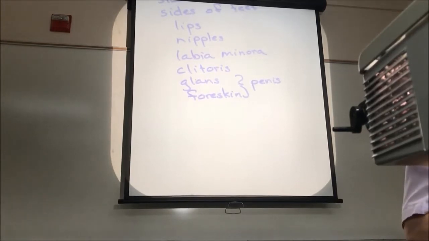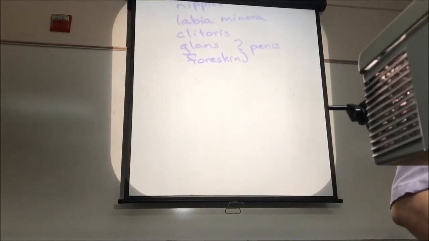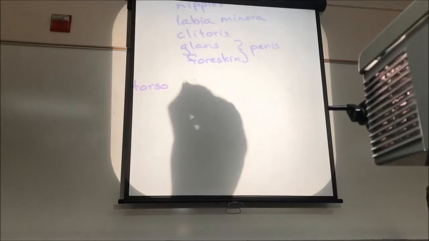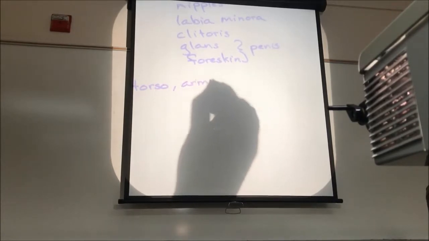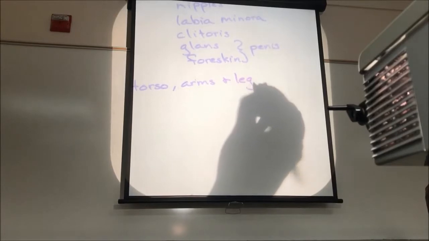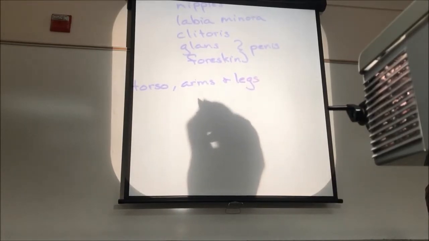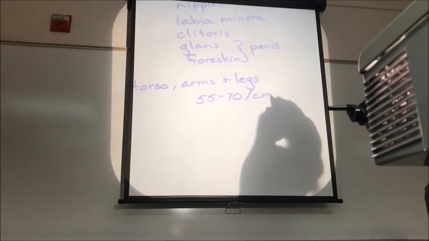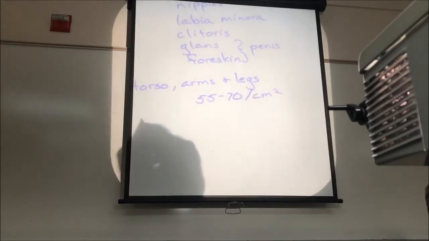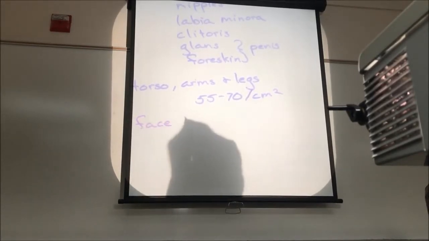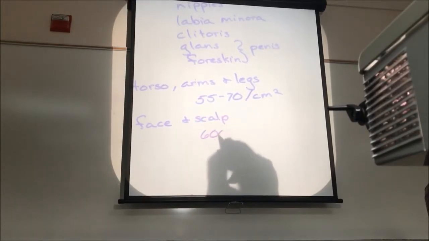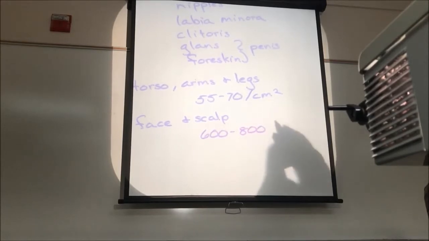Now, like the melanocytes, the number of hairs in various parts of the body can vary. So on our torsos and arms and legs, we typically have about 55 to 70 hairs per square centimeter. But on the face and scalp, as you might imagine, the number's a little higher. It's between 600 to 800 per square centimeter.